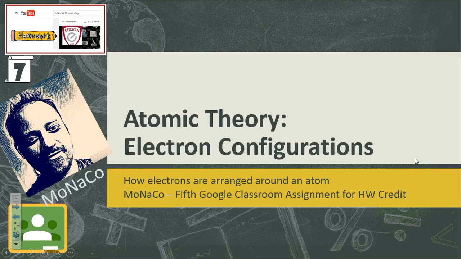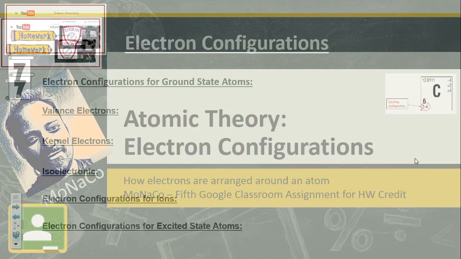All right. Lecture homework number 7. Atomic theory, we're focusing on electron configurations. So we really want to know how electrons are arranged around an atom. And you'll have a Google Classroom assignment to follow this one up too. So let's get into it.